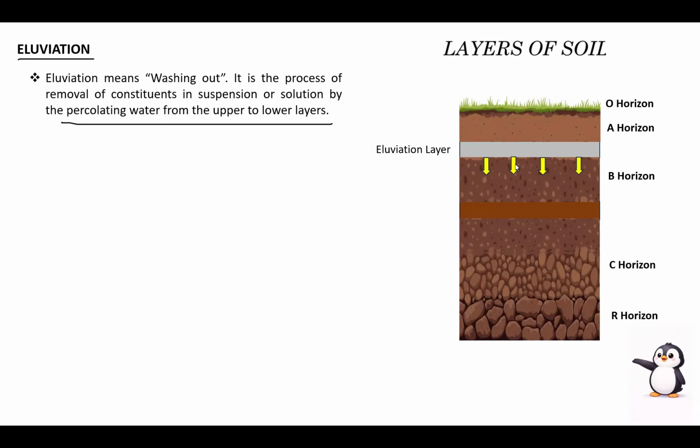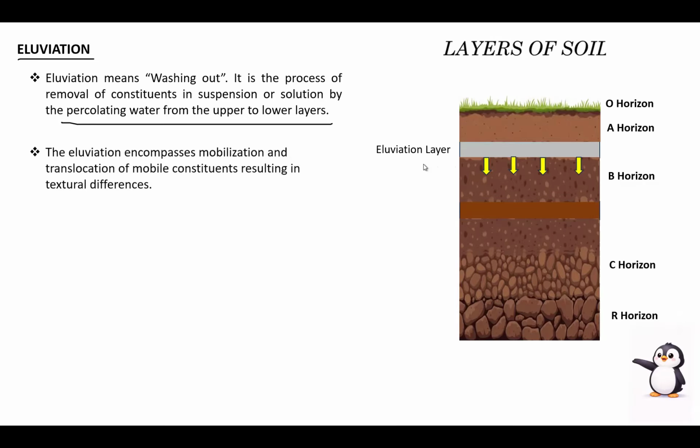Here I used one word, translocation. This is what I discussed in my previous video, introduction to fundamental pedogenic processes. Now, eluviation encompasses mobilization, that is movement, and translocation of mobile constituents, resulting in a textural difference. Imagine whatever sand or clay particles are present here will be washed out and deposited in the lower regions. What will happen? There will be a different texture.